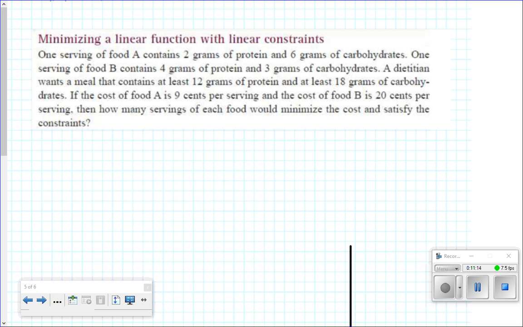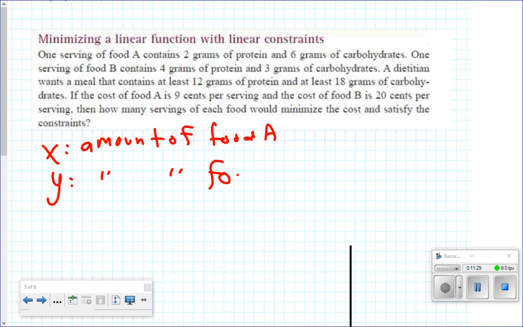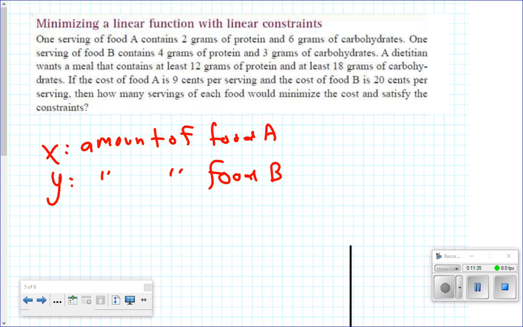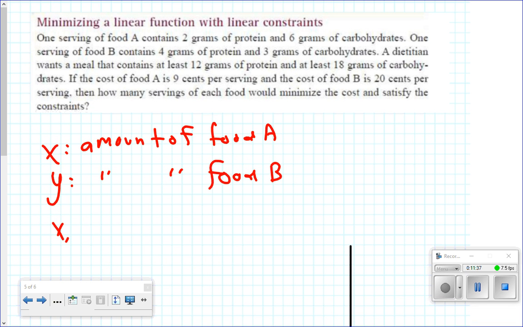All right, so from the bottom to the top, what are the variables? X will be the amount of food A, and Y is going to be the amount of food B. All right, and then we're going to write some constraints. Since we are in the context of amount of food, X and Y have to be positive. We're going to limit ourselves to the first quadrant. And then I see two others over here.